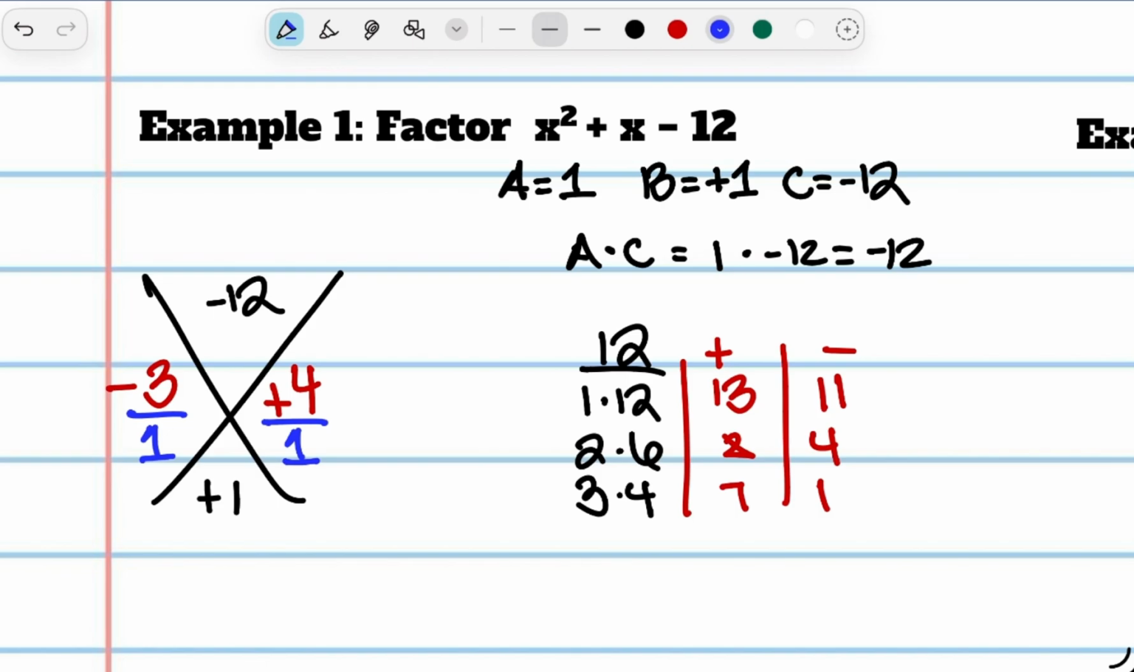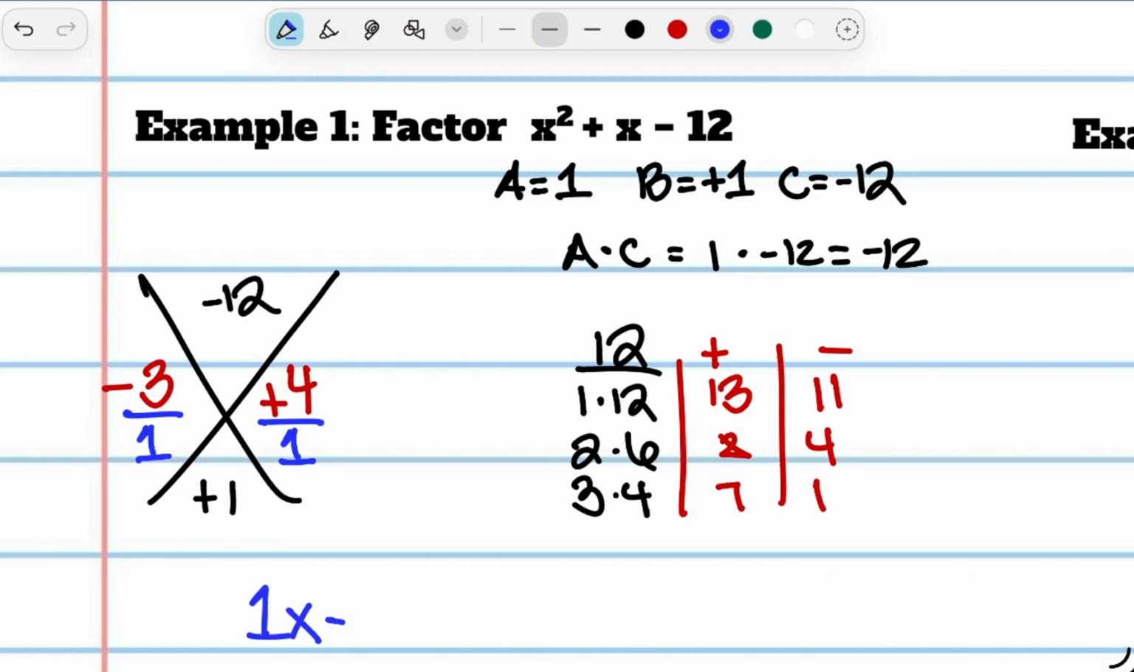And it says you take the bottom or the denominator of the fraction, you put it in front of the x. So I'm going to put 1x. So I put the 1 in front of the x. And then I put the numerator behind the x, which is a -3. And I can close that one. Now I do the other one. The other one says the same thing. We put the 1 out front of the x. And the numerator goes behind the x.